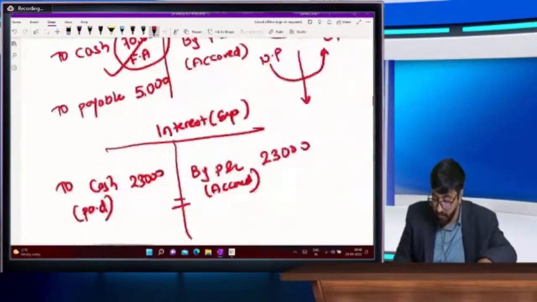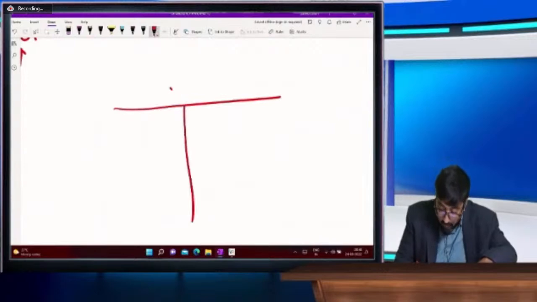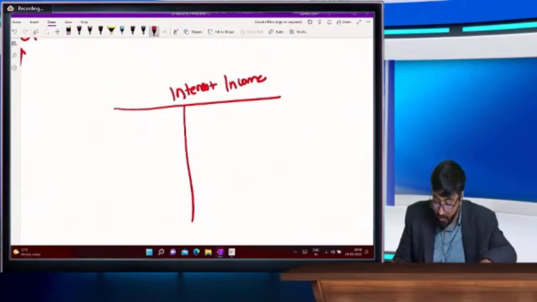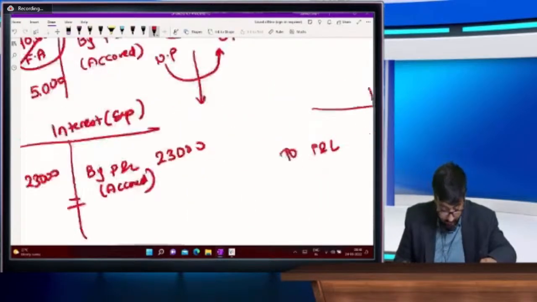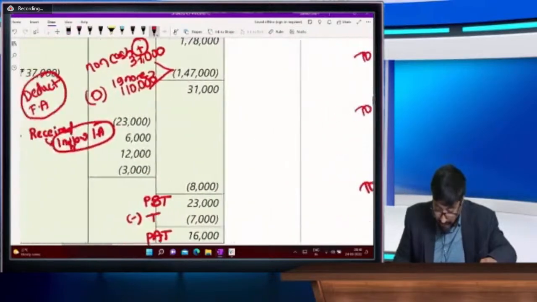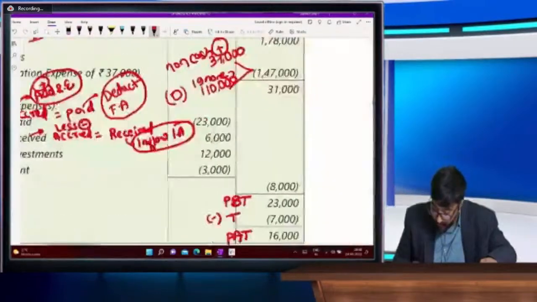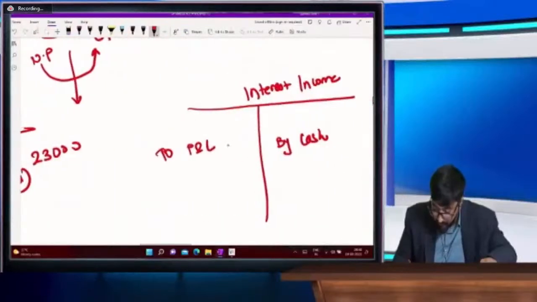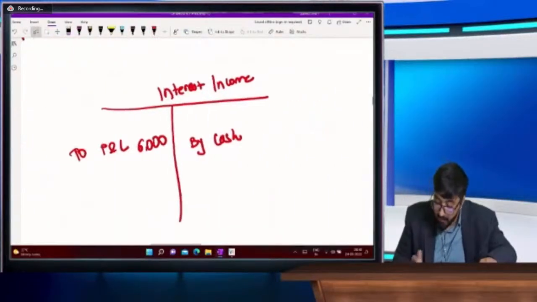Okay. So if I prepare my interest income account, it is only for your concept clarity. I know it is lengthy way. Should I give you shortcuts directly or you want logical concept for each and every account? Yes, tell me. To P&L. You will get this and by cash. P&L, I'm getting the answer 6,000. From P&L to P&L, but at the same time by cash is 6,000.